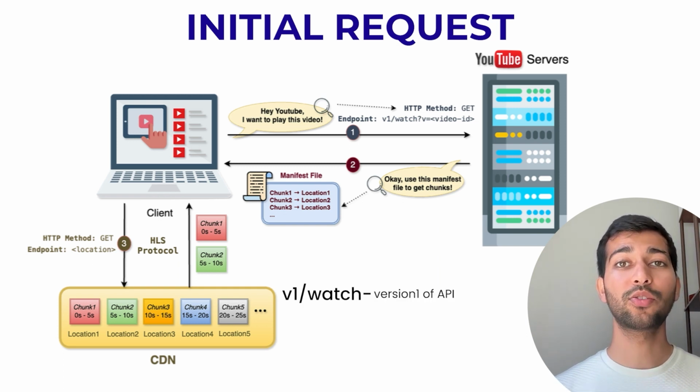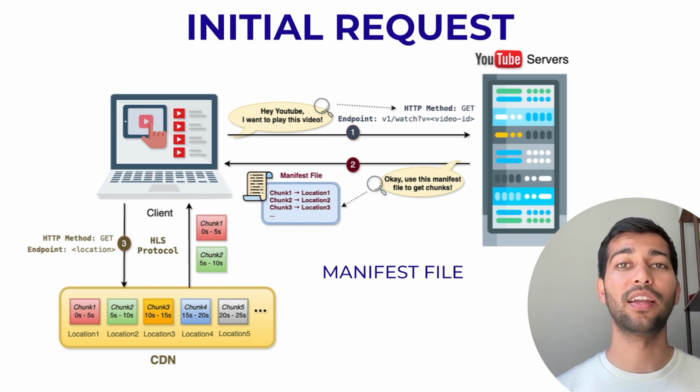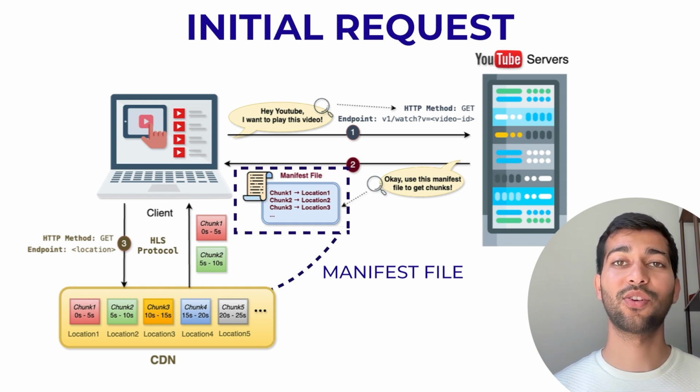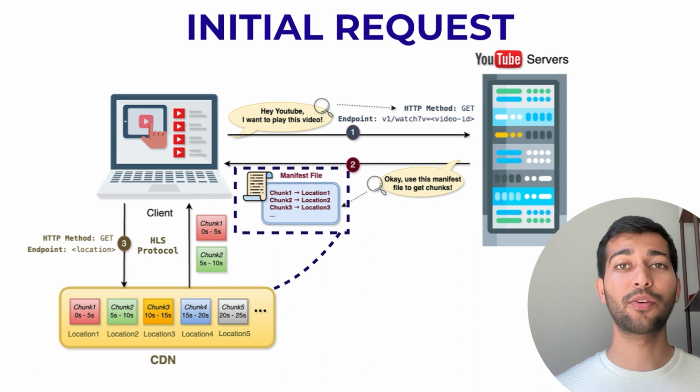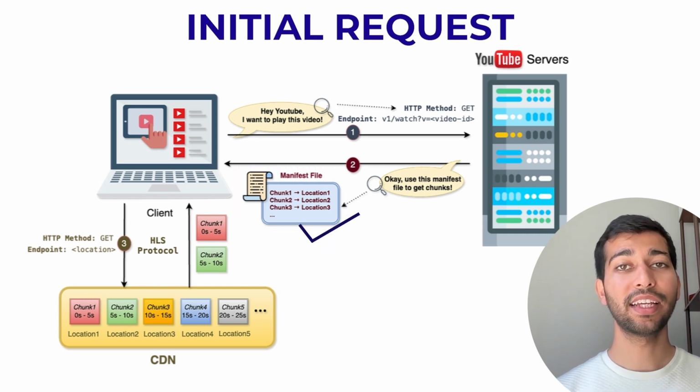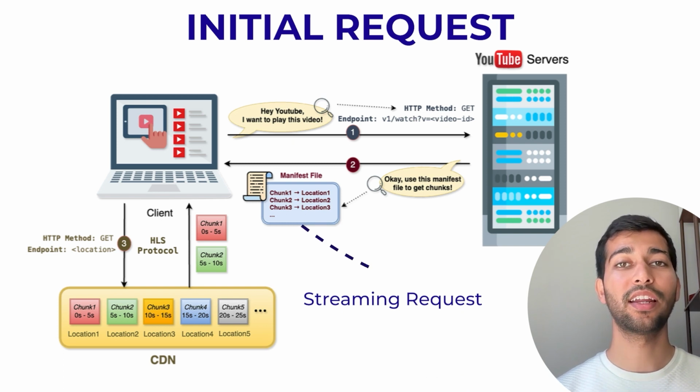So in response to that GET action, the YouTube server responds back with a manifest file. This manifest file is used in the second request to get all the chunks of the video. Now we know how the first request and response cycle looks like. So now the client has a manifest file. They can send streaming requests directly to the server.